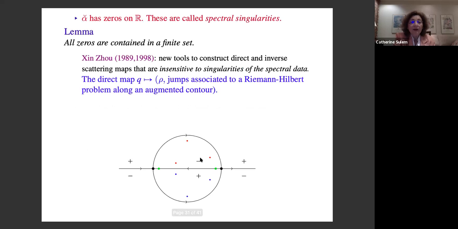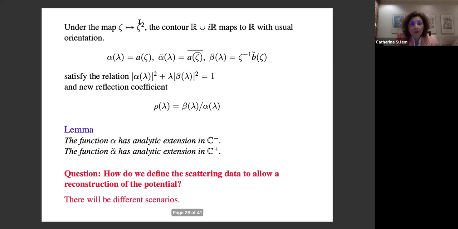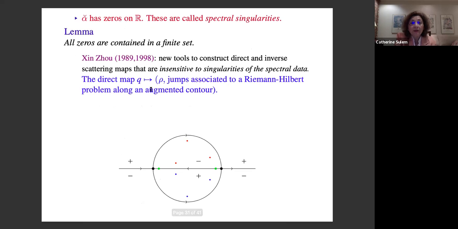Now, there is another case, which is a difficult case, when alpha-bar has zeros on R. That makes the situation very difficult because that makes a singularity for the reflection coefficient. And in this case, these zeros are called spectral singularities. So here we used an idea of Xin Zhou that he developed in these papers. He developed new tools to construct these direct and inverse scattering maps that are somehow insensitive to singularities of the spectral data.